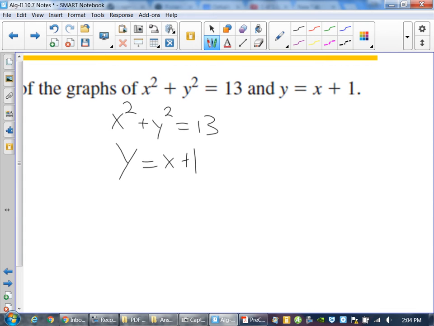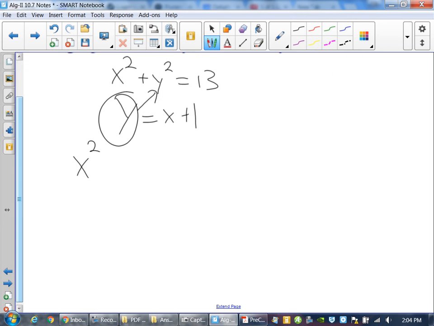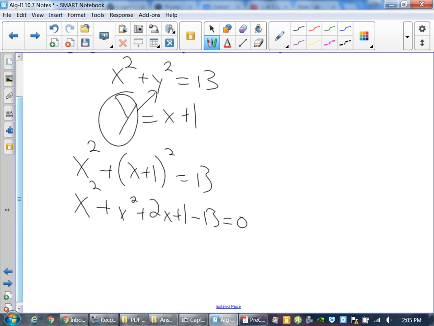Substitution. Since we already have y by itself, the easiest thing to do is take y and substitute here. So you get x squared plus the quantity x plus 1 squared equals 13. Now, ladies and gentlemen, this is where you're going to screw up. Don't kill puppies. Please FOIL it out. You get x squared plus 2x plus 1. Bring the 13 over, and you get that.